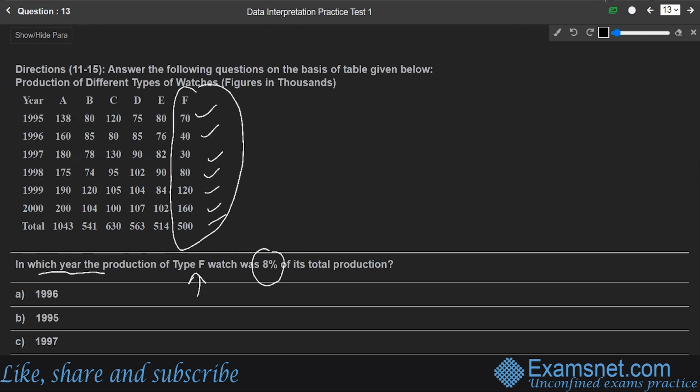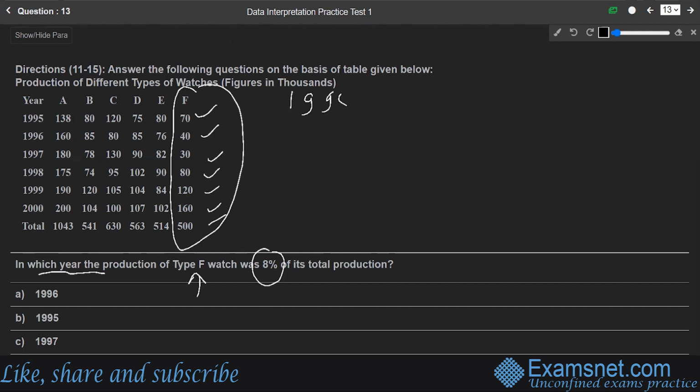In which year was the production of type F 8% of the total production? This is what we have to find out. So we have to obviously add all of them together. So let us do it year wise for type F. In which year? We have to find out.